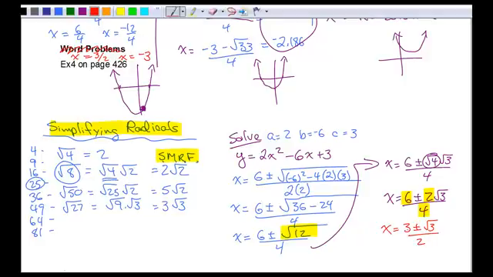Where did the 3 come from, you say? Well, that was 6 divided by 2. This 1, 2 divided by 2. This 2, 4 divided by 2. And the radical never changed. So our exact answer is 3 plus or minus root 3 over 2.